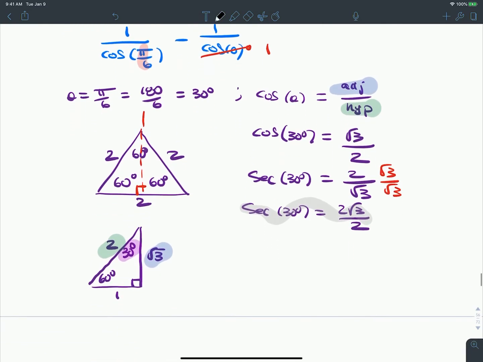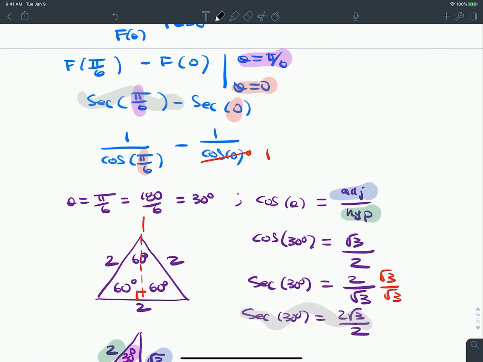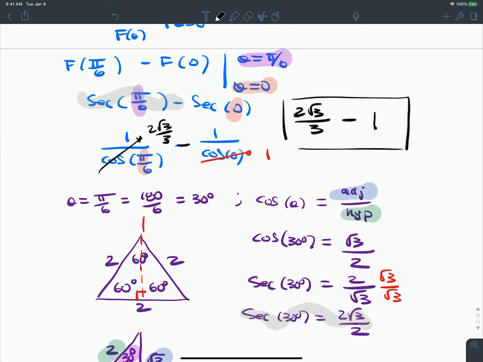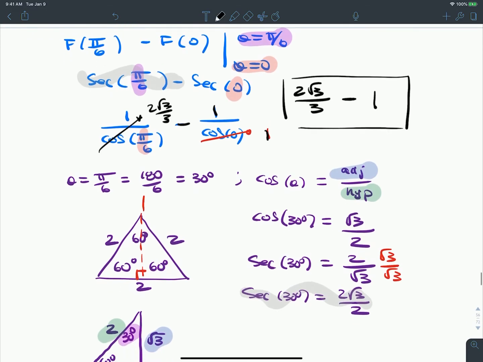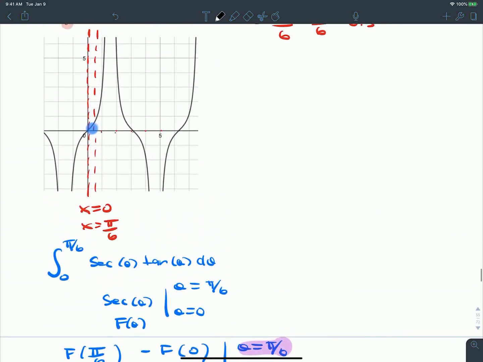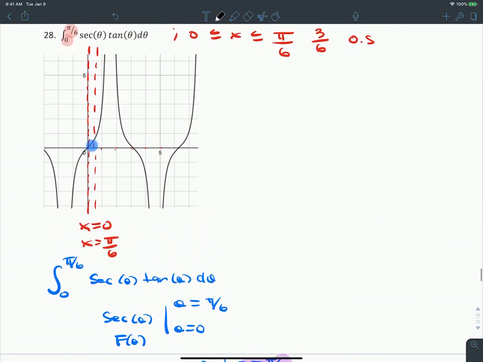So if you're looking back at the book, the final answer is going to be simply 2 square root of 3 over 3 minus 1, because don't forget you have this answer being 2 square root of 3 over 3, and you have that minus 1 over 1, which is going to be 1. So these are all the details you have to remember to answer one of these kinds of questions. So that area here is what we just found, 2 square root of 3 over 3 minus 1, and it's going to be a small positive number.